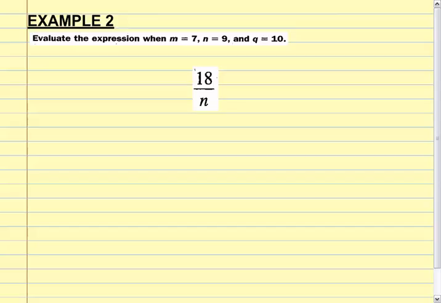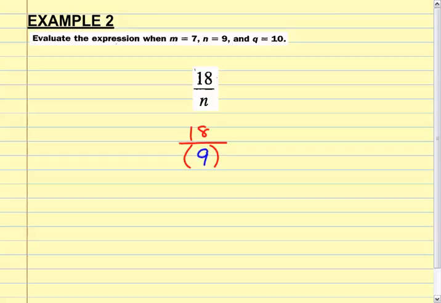Now this says evaluate the expression when m is equal to 7, n is equal to 9, and q is equal to 10. But in this expression, I don't have all of those, right? n equals 9. Now, Aiden, when it says evaluate, you've already told me, plug in and simplify. The very first step is for me to write this again, but not with the variable. What do I put in place of the variable? Parentheses. Now I'm going to go back to the instructions that they gave me. What does n equal? 9. Now that's what I'm going to put in the parentheses.